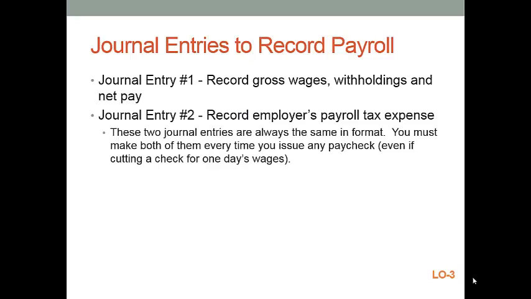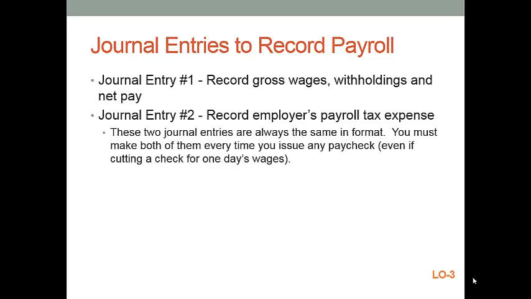I call that the employee journal entry because we're recording anything that has to do with the employee's pay, like their gross wages, all the withholdings that come out of their paycheck, and then their net pay, what the actual check is written for. Journal entry number 2 is where we record the employer's payroll tax expense. I call this the employer journal entry because we are recording the employer's portion of OASDI, HI, and payroll taxes that are only applicable to employers like SUTA and FUTA.